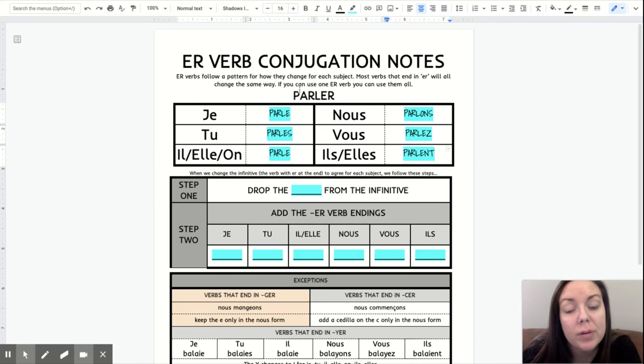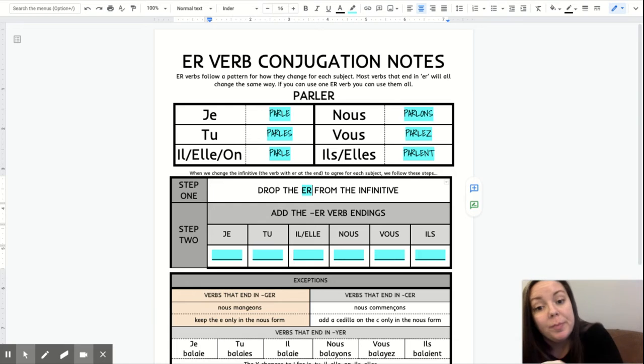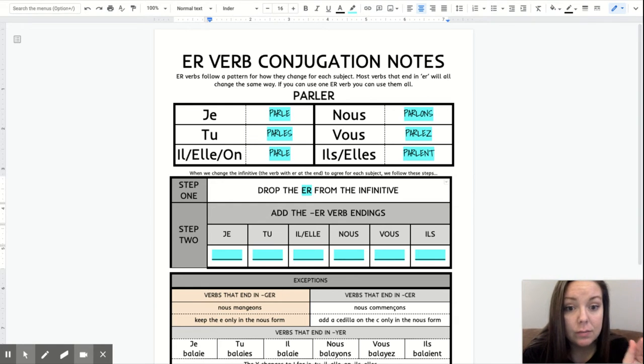So I want you to take a look at this for a second. How do we go from parler with an ER to all of these different endings? So the first thing we're going to do is drop that ER from the infinitive. We're going to get rid of it. Drop the ER. Always your first step. Drop that ending.